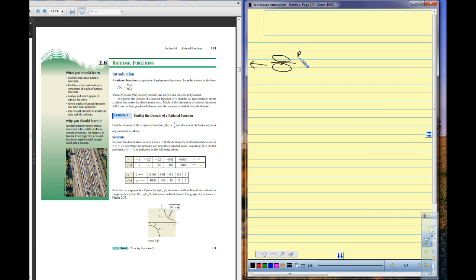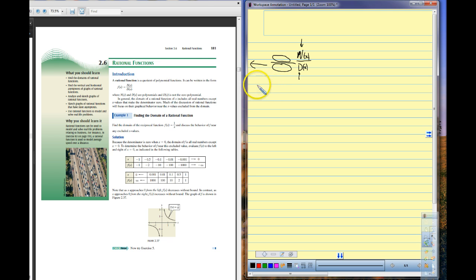So we're going to refer to this, as the book says, as n of x. Now n of x is just a polynomial. Remember, a polynomial is something like x cubed plus x squared with coefficients in front. And that's all divided by a d of x. We use the notation n of x and d of x to refer to the polynomial of our numerator and the polynomial of our denominator.